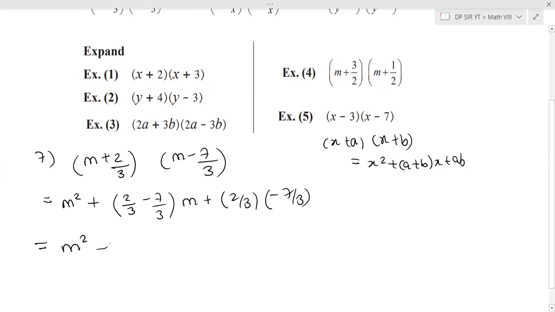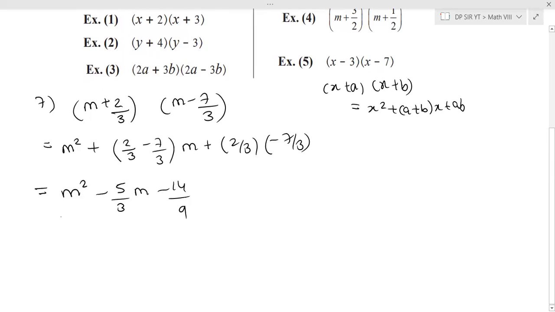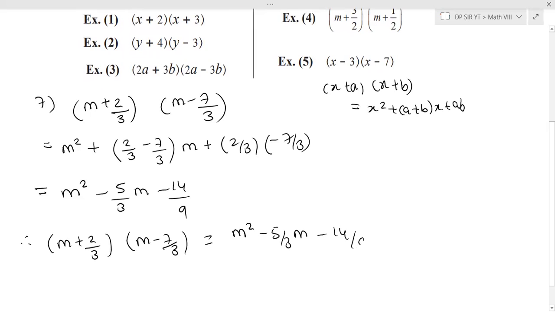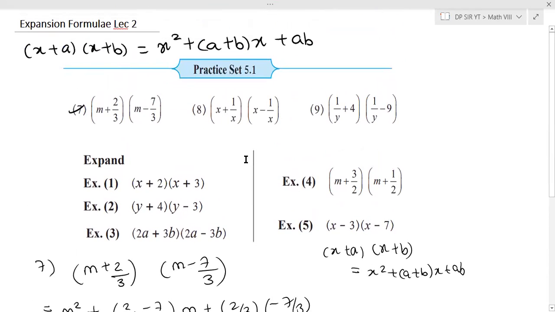Okay, so m square minus 5 by 3 m minus 14 by 9. So your final answer would be: (m plus 2 by 3)(m minus 7 by 3) is equal to m square minus 5 by 3 m minus 14 by 9. So this is how we have expanded. Okay, shall I go to the next question?